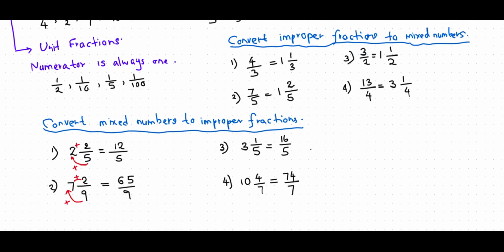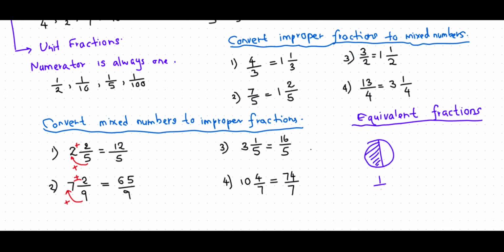Then what are called equivalent fractions? If I divide a circle into two equal parts and color one, it is half. Then I'm going to divide this circle into four equal parts and color two parts. This is 2 over 4. Imagine these two circles are the same size. Now the colored areas are similar, no? They are equal. So these are equal fractions or equivalent fractions. Half is equal to 2 over 4.